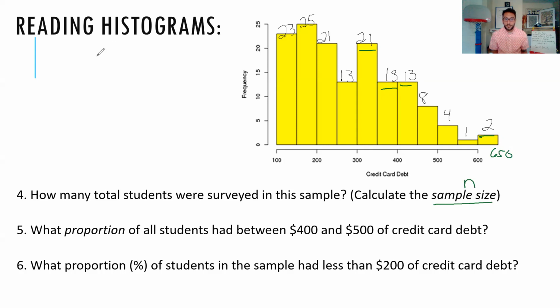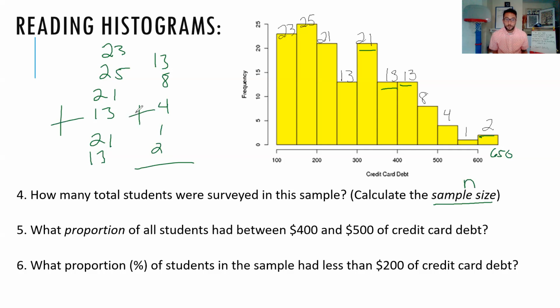And hopefully, right, pause it, we realize what we're gonna have to do here, oh no, I did that crazy thing again, is add each of these frequencies, right? We got 23 students in that first bin, 25 in the next, 21, 13, 21, 13, 13, 8, 4, 1, 2, right? And we want to add all this stuff.